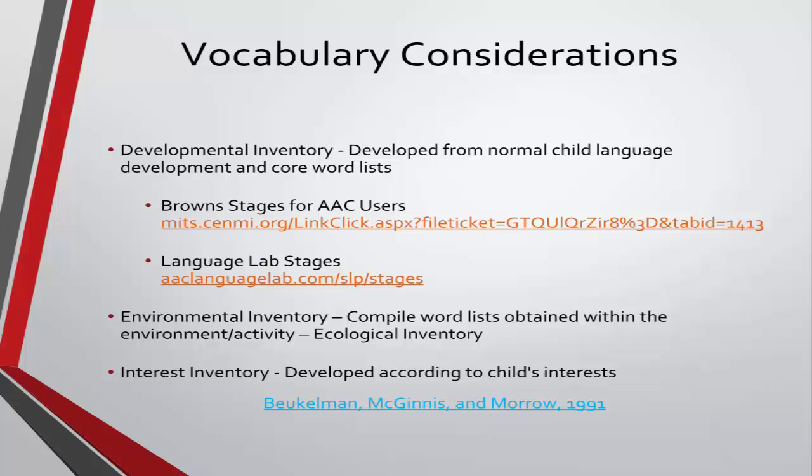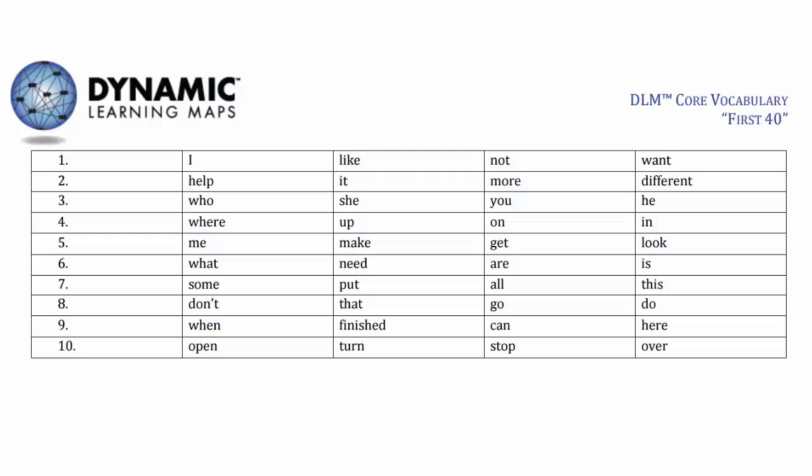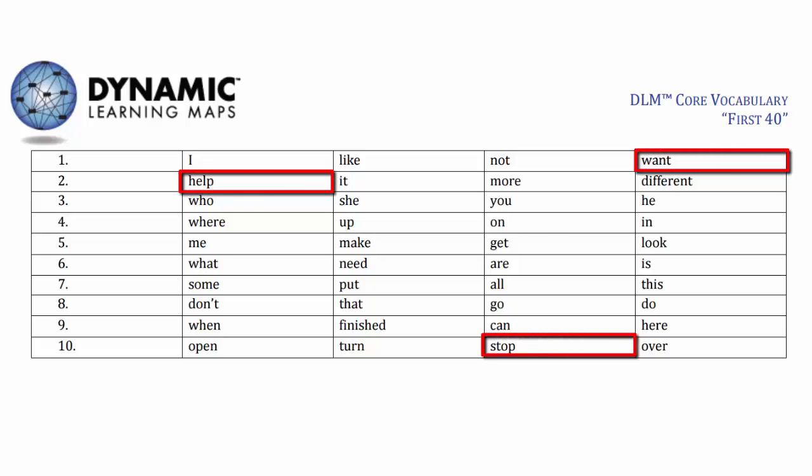So what you do is you take these with you, and as you're observing the classroom, you're going to say, oh, this kid said help. Oh, they could probably use want, yeah. And mine, yep. Oh, stop, yep. So circle the top words and then start there, okay? It's individualized, depending on the environment.